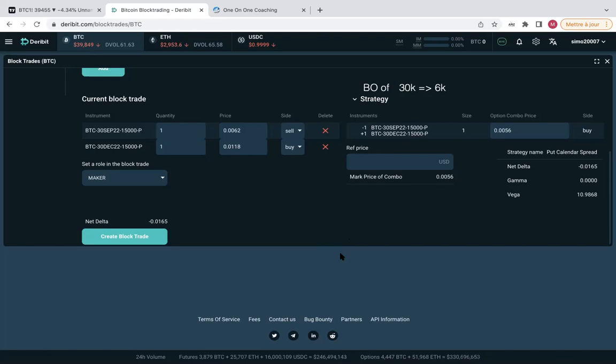So here, for example, this is not calculating the cost for us. The market price of the combo is 0.0056. So if I take the 39,000 cost here, the real cost will be equal to that number, 0.0056 times the real futures level. Well, here I will take just the BTC, but you should search the real futures level, which will be around that price.